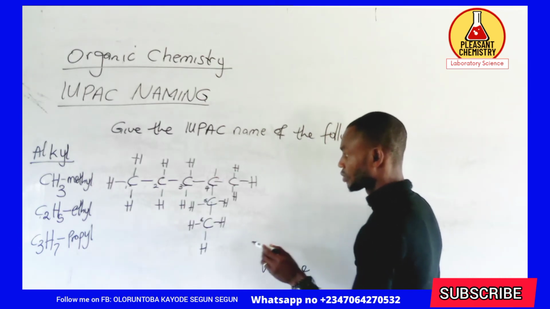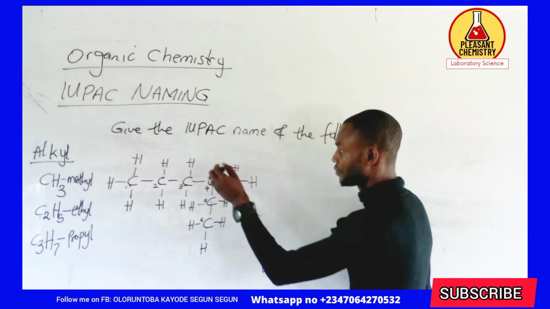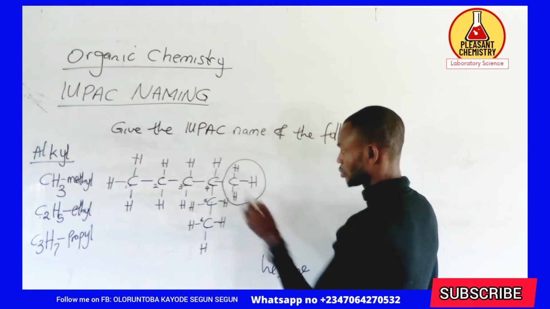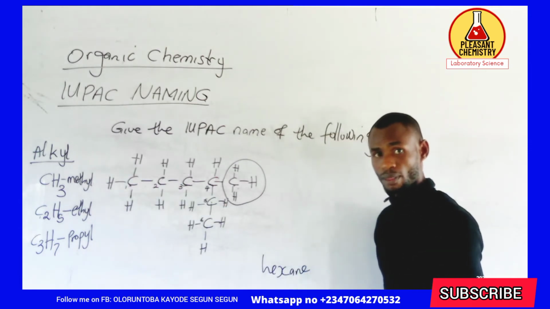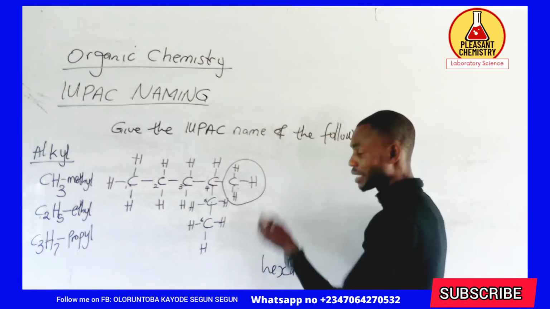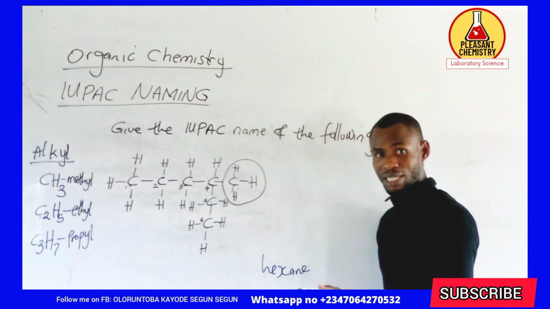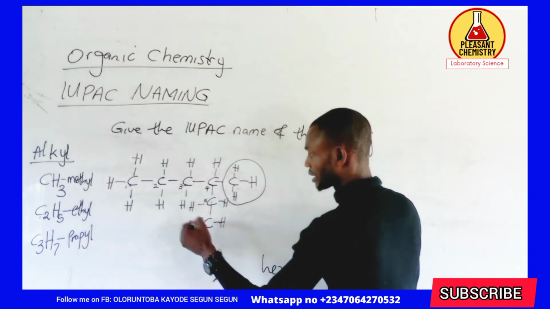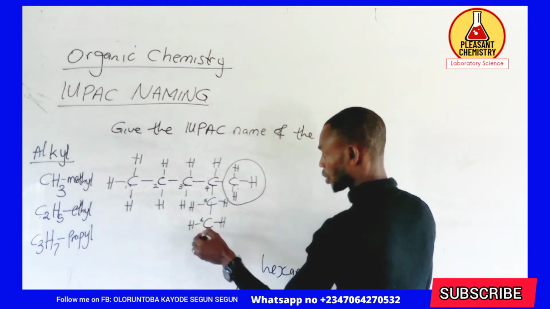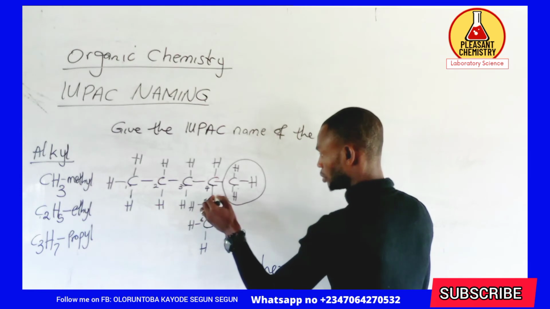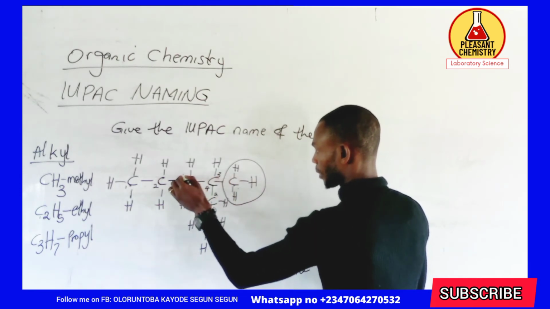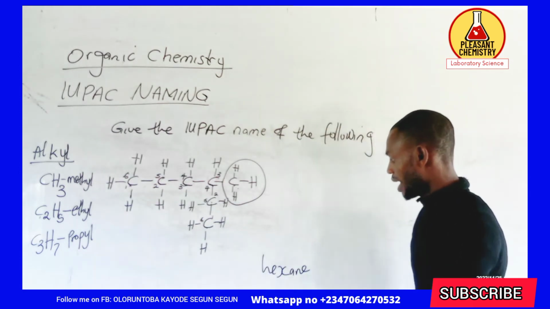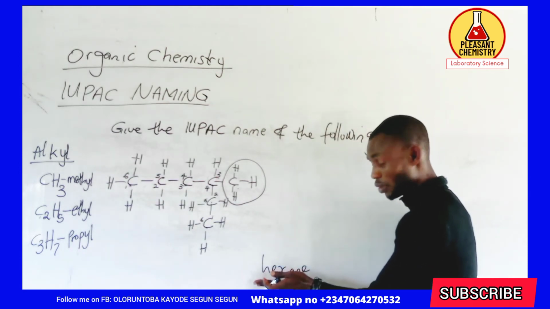But note, if you count like this, you see that we have sidelined this one out. We do not count this one because we can't count in a zigzag manner. We count in a regular manner. We can count like this, from here 1 to 6, and we can also start another counting from here, 1, 2, 3, 4, 5, 6. So having done that, we have determined our longest carbon chain.